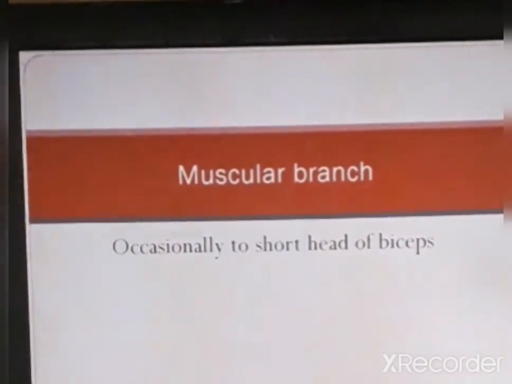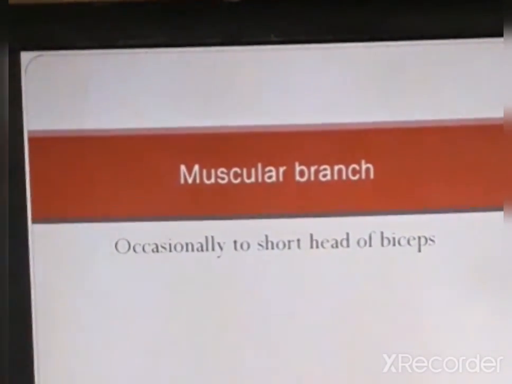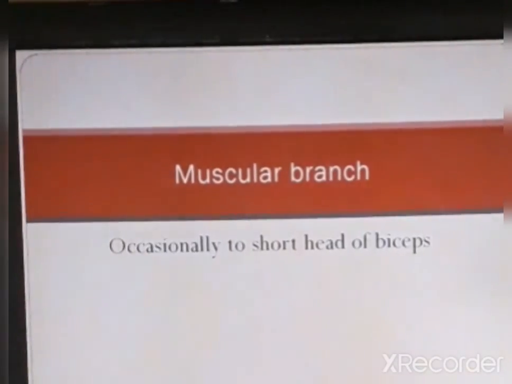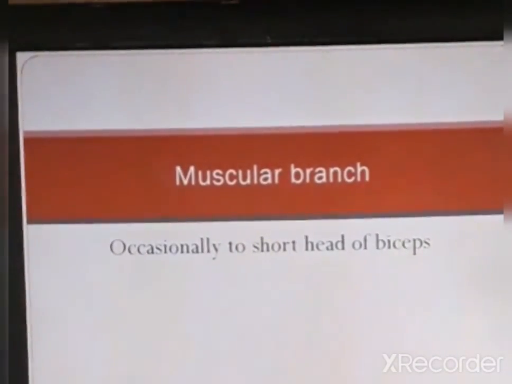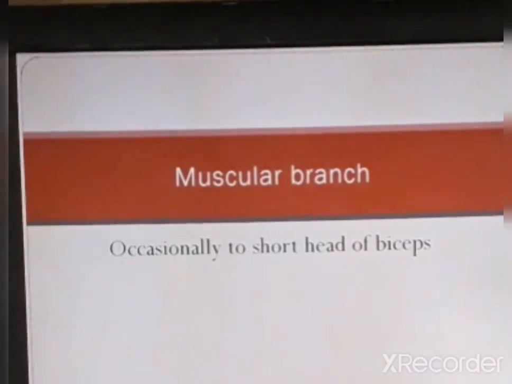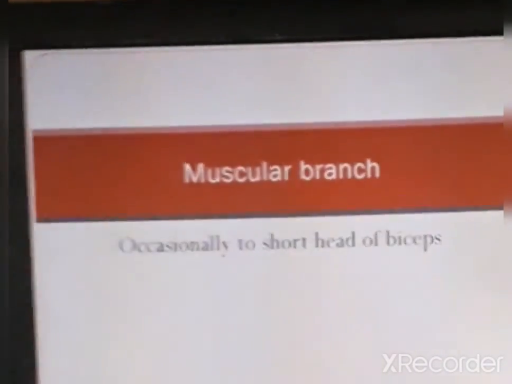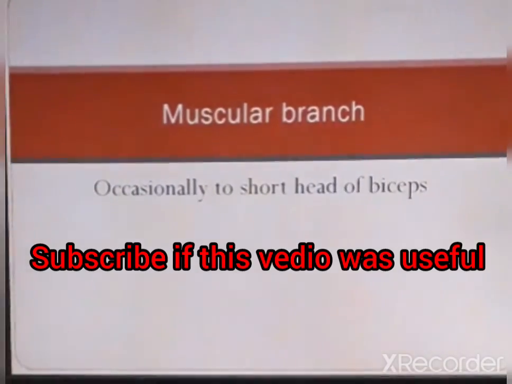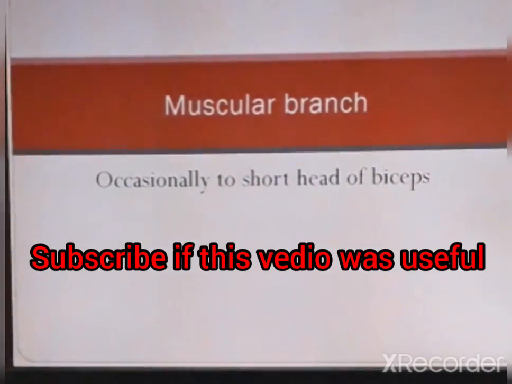Muscular branches from common peroneal nerve. Usually common peroneal nerve doesn't have any muscular branches, but in some occasional cases there may be a branch for short head of biceps. That's all for tibial and common peroneal nerve.